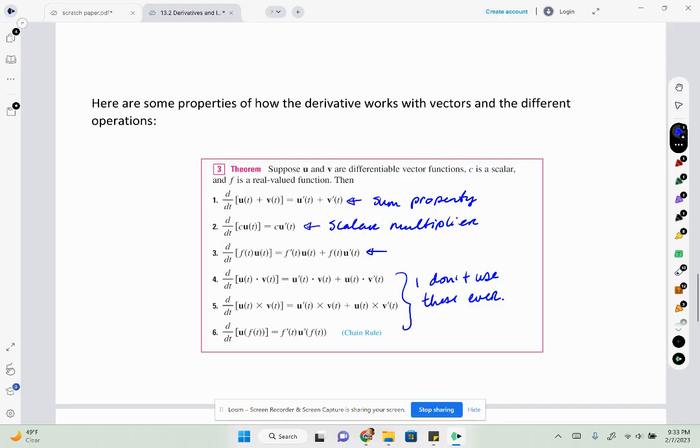And then I have a scalar function, f of t, times a vector function, u of t. And interestingly enough, I end up having a product rule that is extremely similar to how things worked with regular functions. And so this is our product rule between scalar and vector functions. I actually use this one all the time when calculating the unit tangent vector and the unit normal vector. It makes the calculations so much easier.